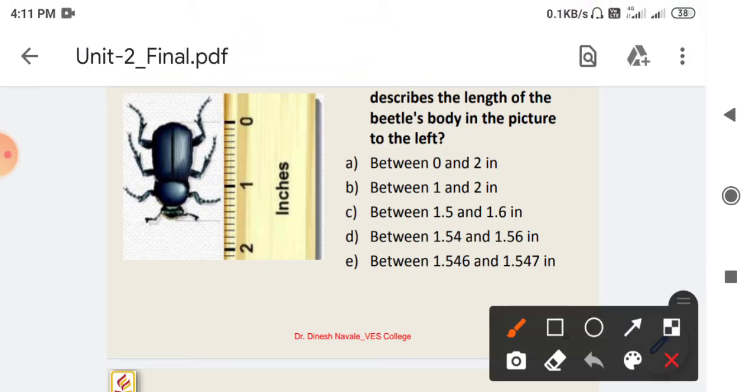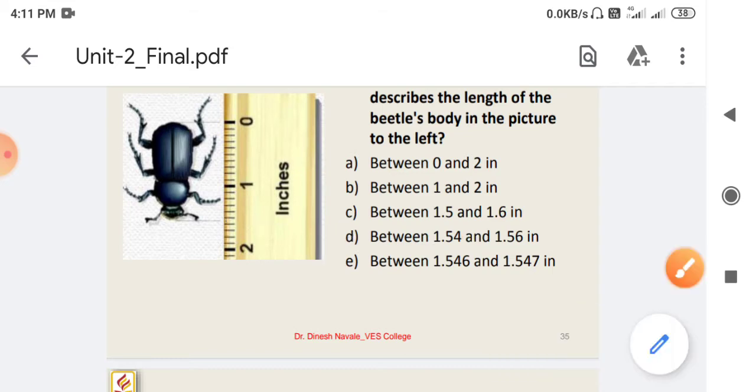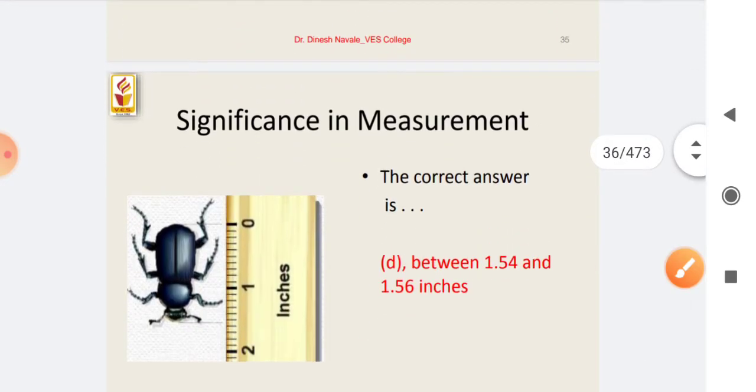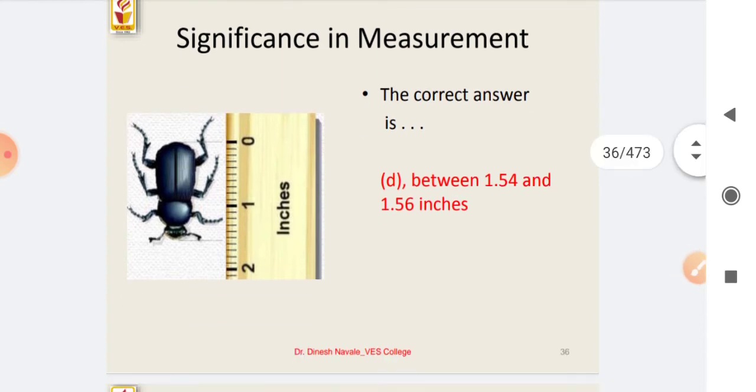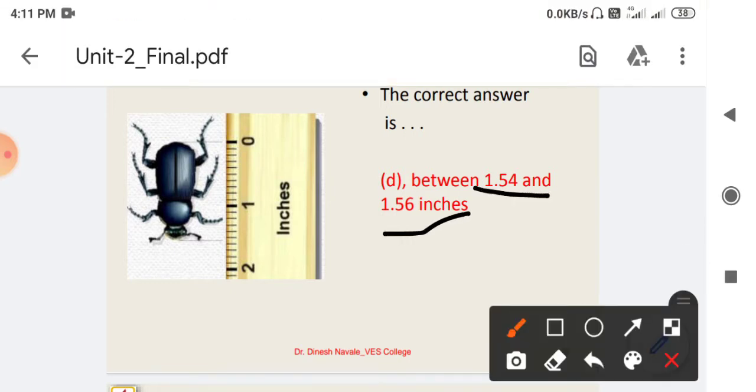We have to say more exactly what the result is. So we can say that these two can be predicted, because the result is either between 1.5 and 1.6, and within that we can also say that this line is the 1.5 line, which means 1.54 to 1.56 inches. So the correct answer is that the length of this beetle's body is between 1.54 and 1.56 inches.